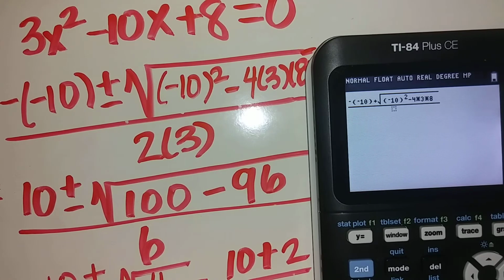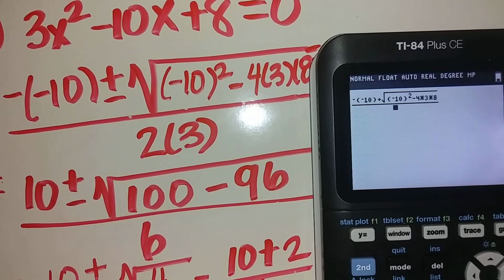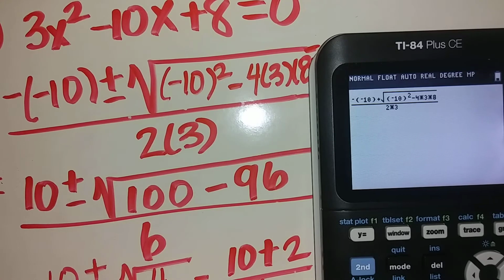One thing great about the calculator is it follows the order of operations. As long as you type it in right, it does the order of operations for you. Move your cursor down, and you're going to say 2 times 3. And if we did the math right, I should get 2. And I got 2. Okay, now, your calculator may not copy and paste, but the TI-84 does copy and paste.